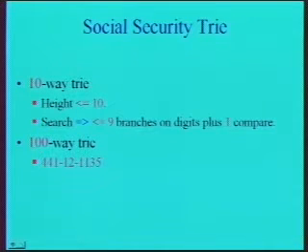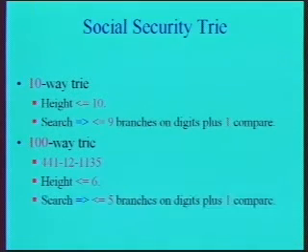So in the case of a 100-way trie, our height would be at most 6. 5 levels of branch nodes. The first 4 would be 100-way, and the last one could only be a 10-way. And then you would have an element node also in the picture. So you could have up to 5 levels of branch nodes on any path, and then 1 element node.